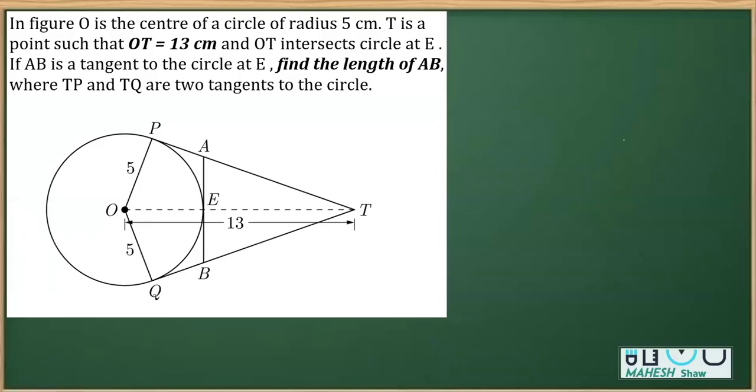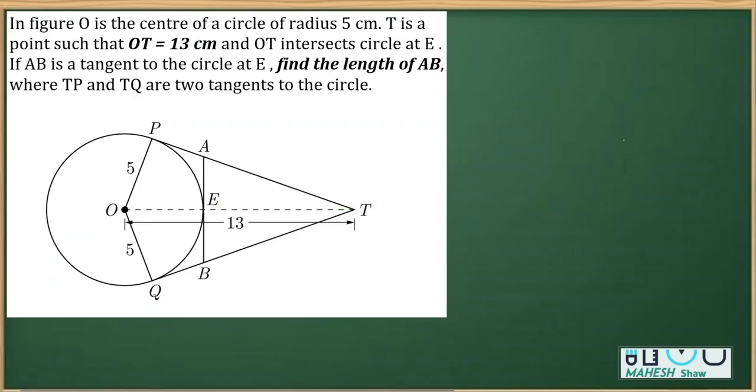This is one question from the chapter circle. It says O is the center of the circle with radius 5. O is the center and the radius is given as 5 centimeter. Further, it says that T is a point such that OT is equal to 13 centimeter. T is a point on the exterior of the circle and this length is given as 13 centimeter.